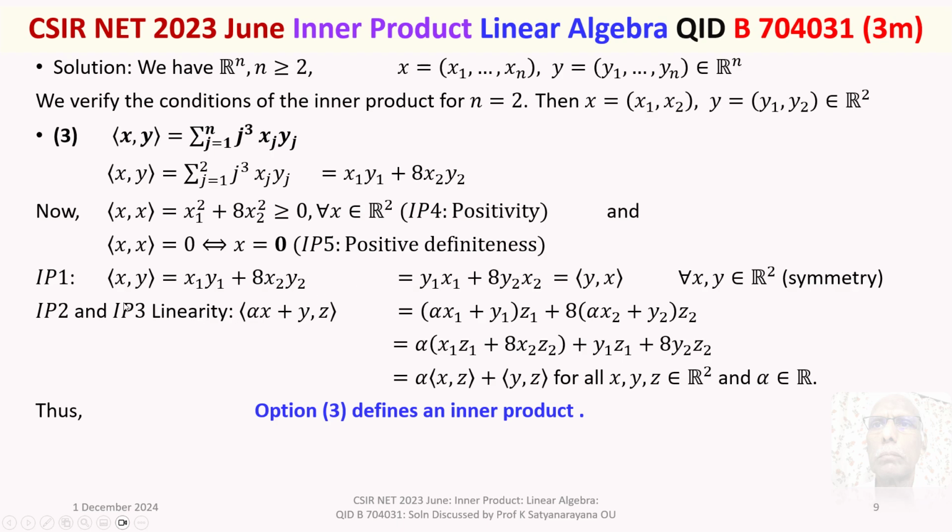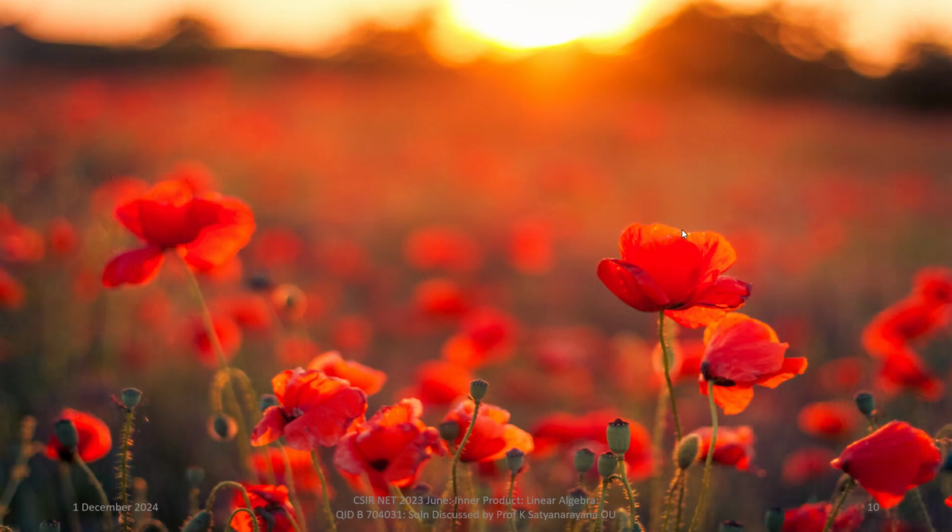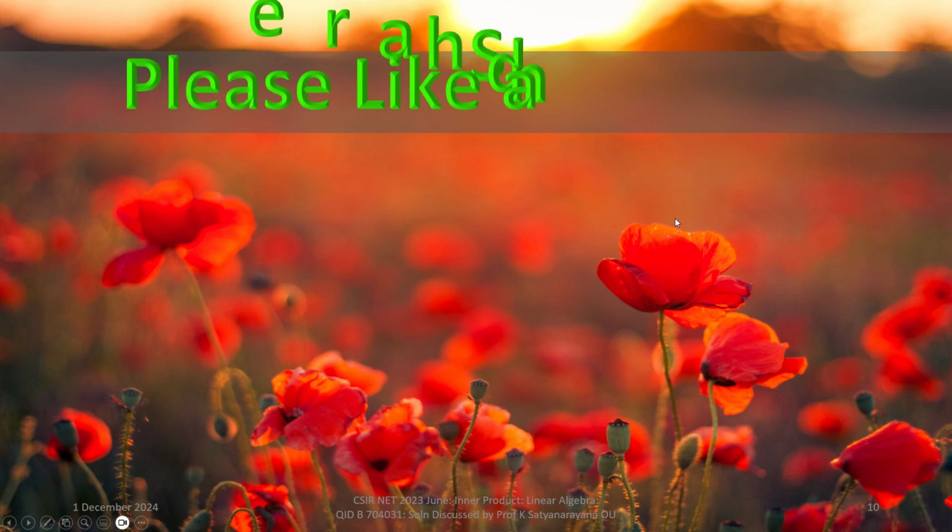So IP1, IP2, IP3, IP4, IP5, all the 5 conditions of the inner product are satisfied. Thus, this defines an inner product. So option 3 defines an inner product, and our answer to this question is option 3. And that is the detailed discussion of the solution of the given problem. Right. It will take a little bit of time, but otherwise it is an easy question. I am sure that you have understood the solution of this problem.